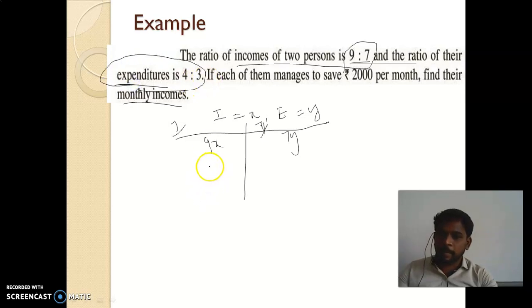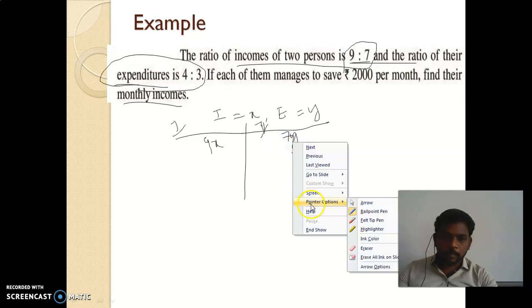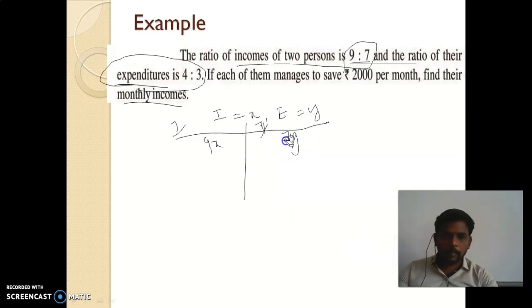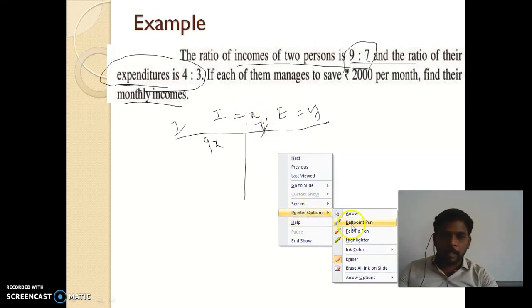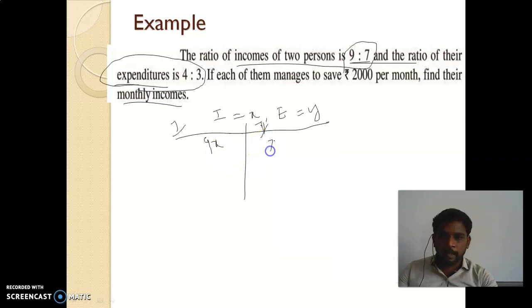Actually, income already I took x only, in the variable. So income I took in the variable x. So their income ratio is 9:7. So here 9x, here 7x. And the expenditure I took as y. Their ratio 4:3. So here 4y and here 3y.